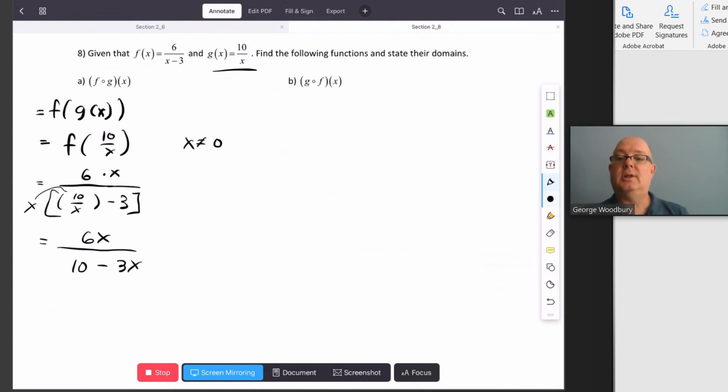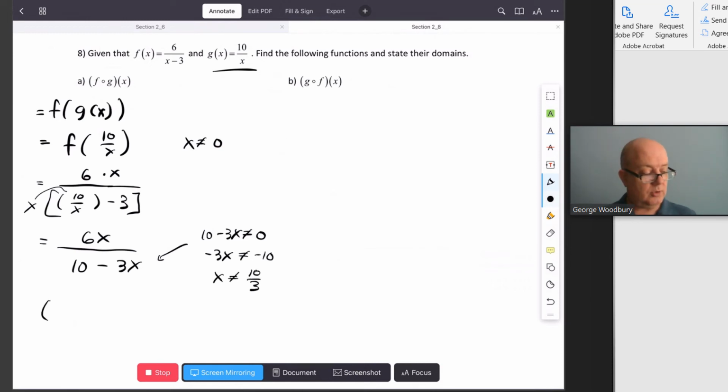That's the function. Now, we have one more domain problem to worry about. 10 minus 3x cannot be equal to 0. Negative 3x cannot be equal to negative 10. And when we divide, we see that x cannot be 10 thirds. So the domain would go from negative infinity to 0, union 0 to 10 thirds, union 10 thirds to infinity. So we're just excluding 0 and 10 thirds.